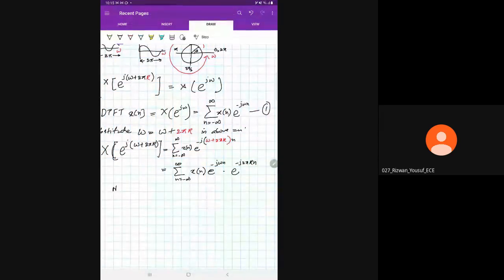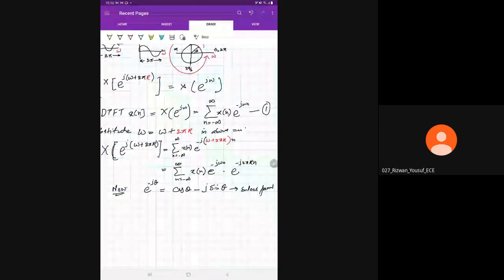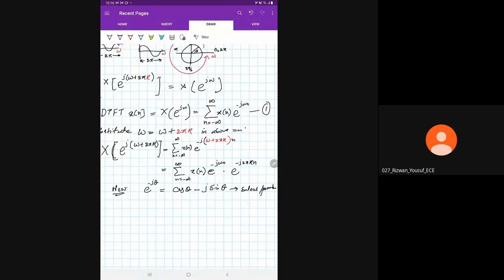Now see, we know from Euler's formula that e raised to the power minus j theta is equal to cos of theta minus j sine theta. So this is from Euler's formula. We know that. So therefore we'll be having that.